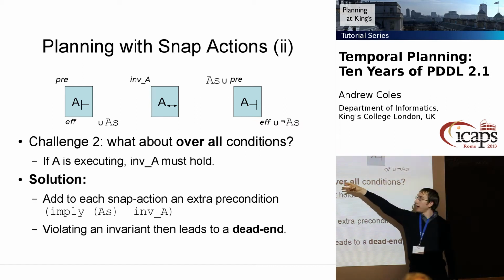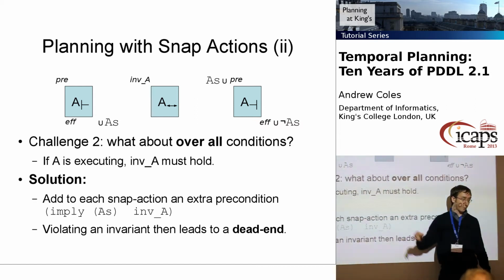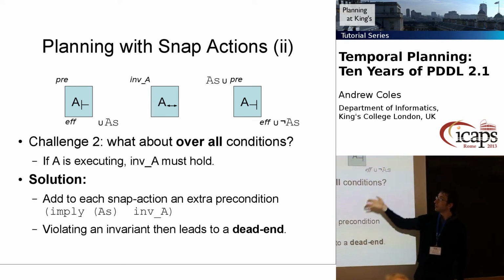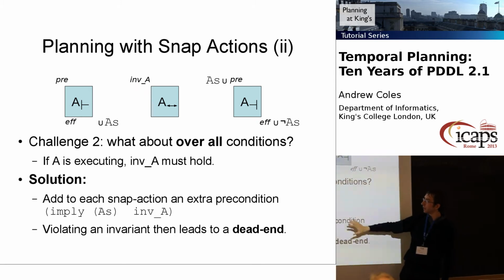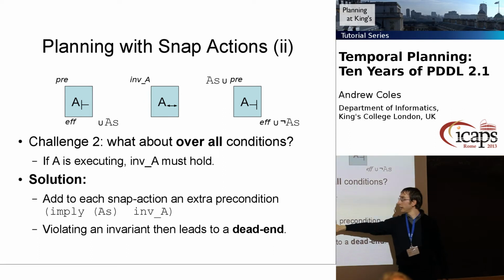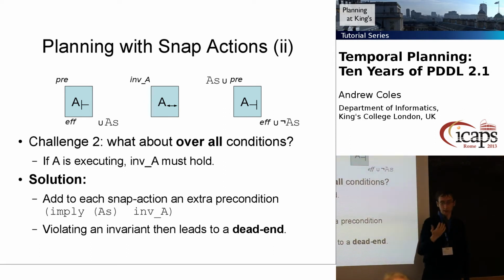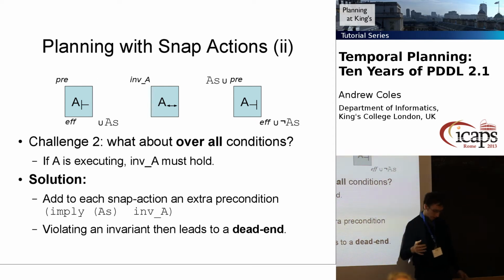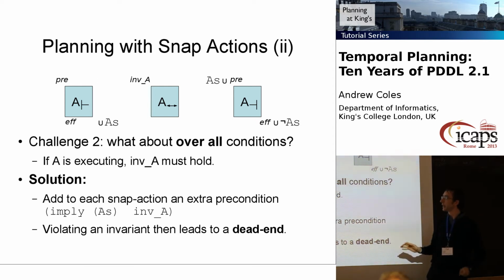We have this fact AS here, which is true if and only if the action A is currently executing. So if we took every action in the domain and gave it an extra precondition, AS implies inv A, the invariant of A, then that would say if we're in a state where A is executing, the invariant on A has to hold in order for us to be able to apply this action. So even actions which aren't anything to do with A would essentially get this extra baggage of having to check that the condition of A could be held.